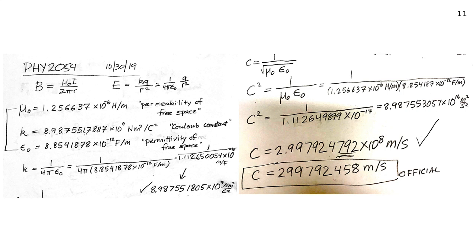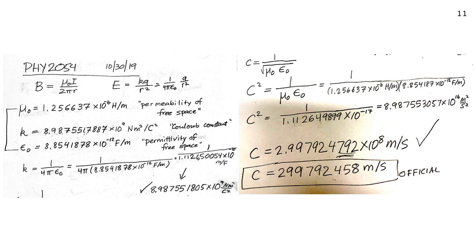Mu naught is equal to, all right, here we go. Go ahead and write down all these. Okay, mu naught numerically is 1.256637 times 10 to the minus 6 henries per meter. And it is known in the old-fashioned terminology as the permeability of free space. And that's some 1800s terminology.